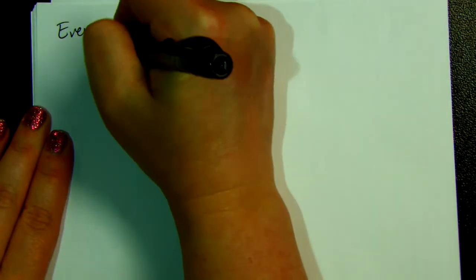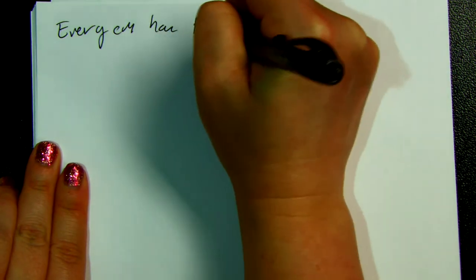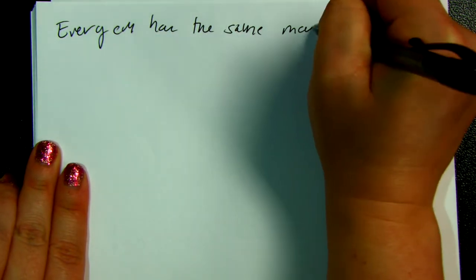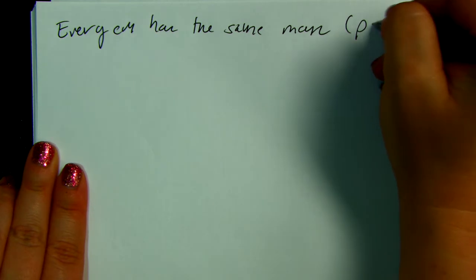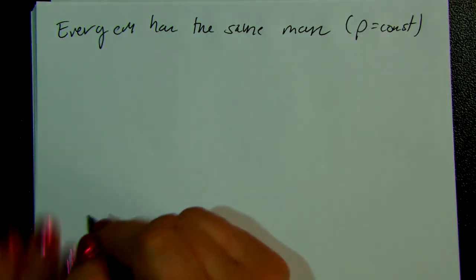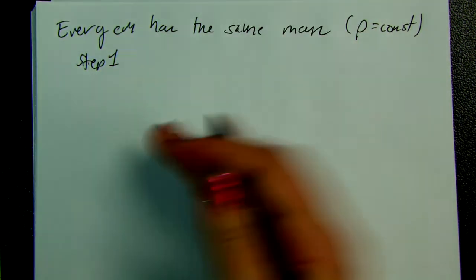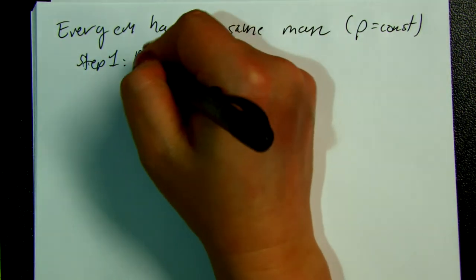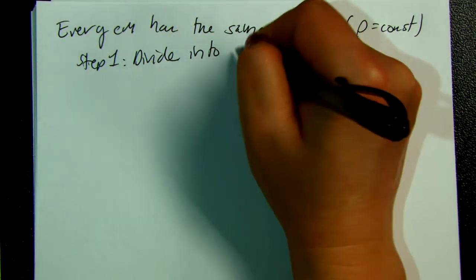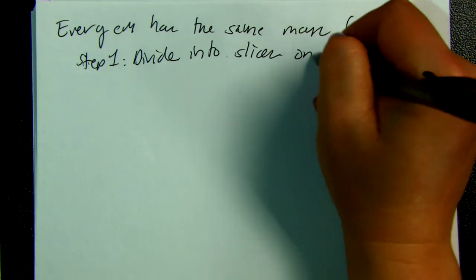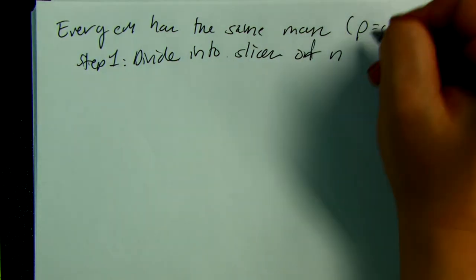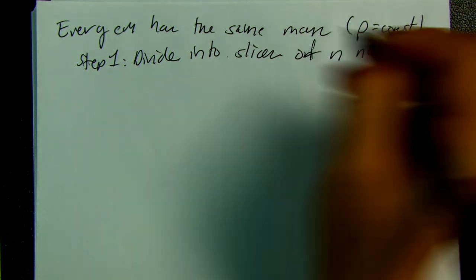So, given what I've just said about it, we can say every centimeter has the same mass. And this is because rho is constant throughout. So step one, to go after the moment of inertia, which remember is a sum after all, is you're going to divide this into slices, n of them. So we're just going to cut it up into pieces.